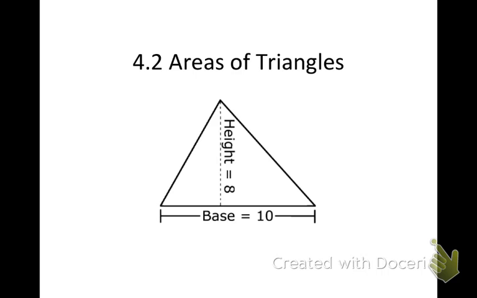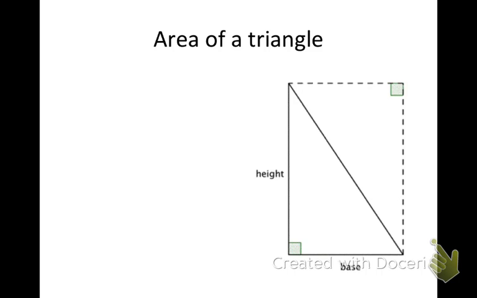So 4.2, Areas of Triangles. So we're going to figure out how to calculate the area of a triangle. So first you have to remember the formula. So the formula, area equals 1/2 base times height. So you should see that formula. Write that down. Copy down the picture as well.